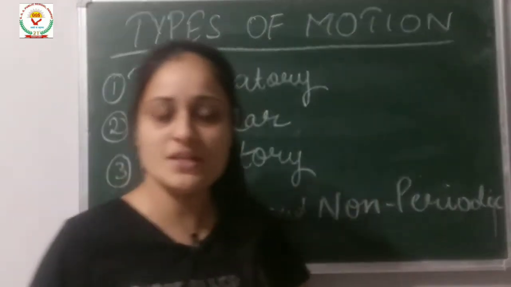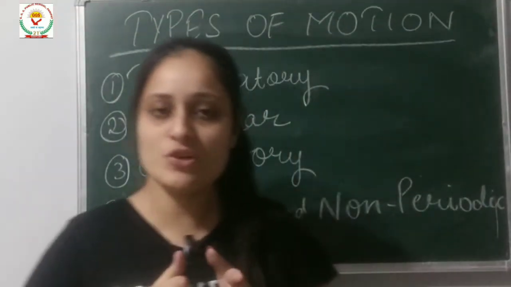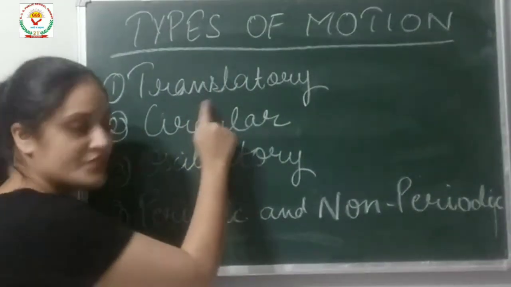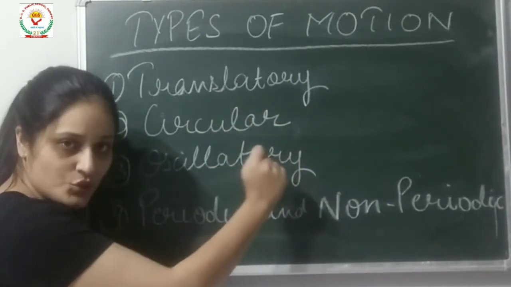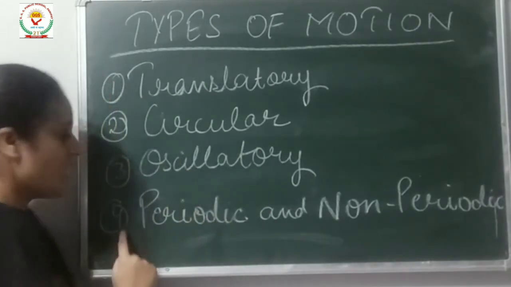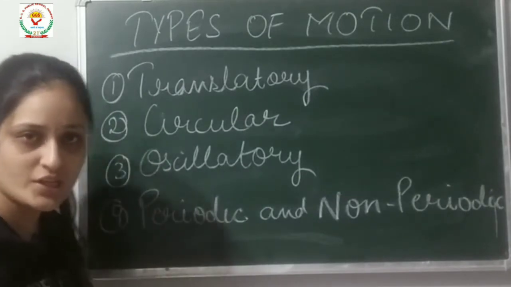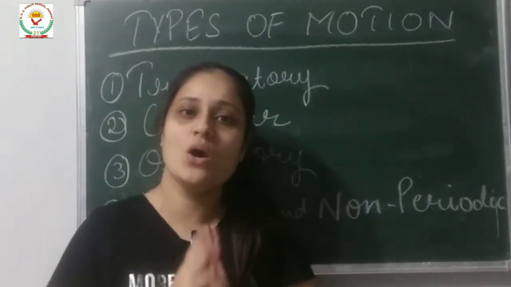Next topic is types of motion. There are four types of motion, which are: first is translatory motion, second is circular motion, third is oscillatory motion, and fourth is periodic and non-periodic motion. Now we will study these motions in detail one by one.